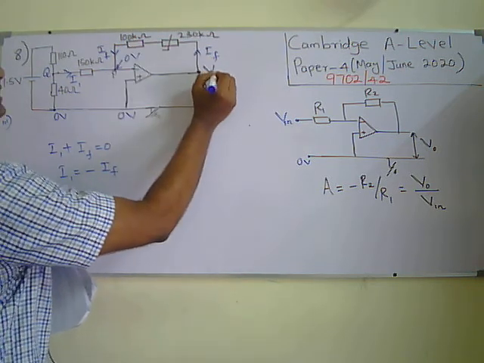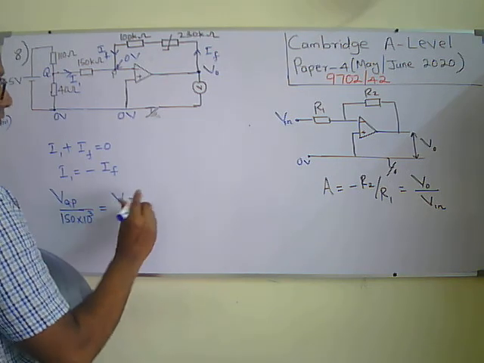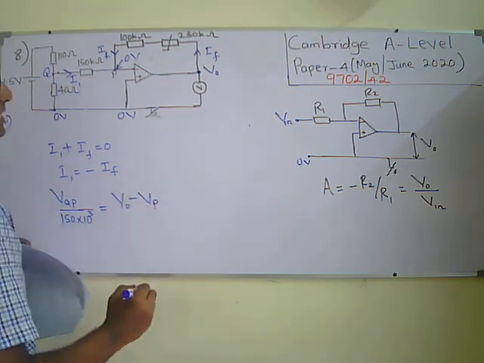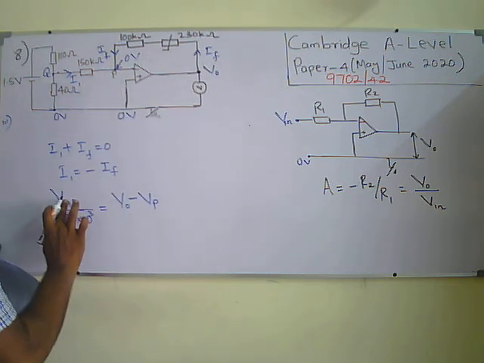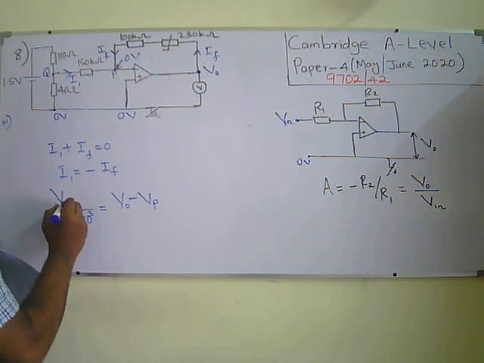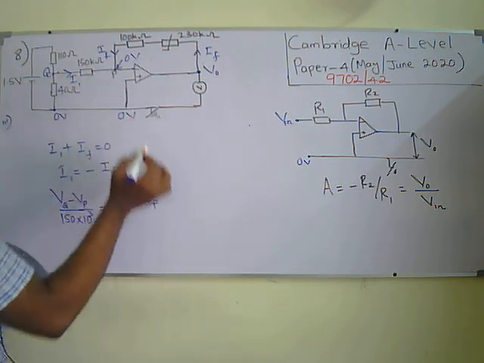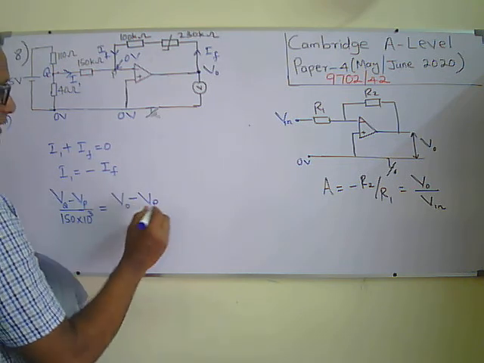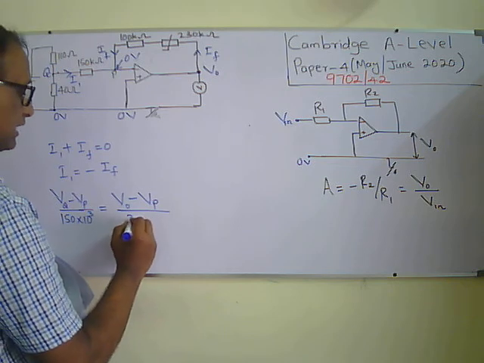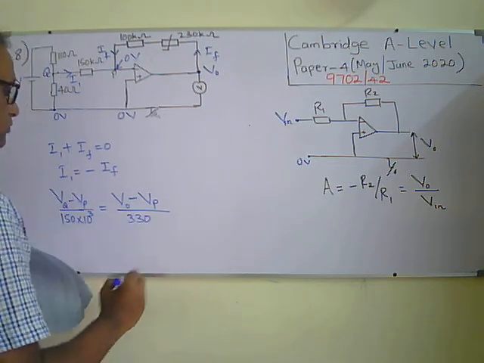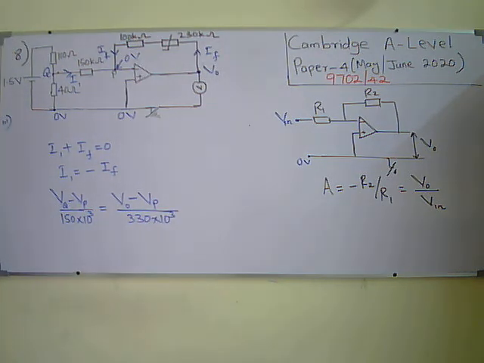So this voltage is V out. So I can say V out minus VP. V out minus VP, that's the voltage across this point and this point. Even this I can write VQ minus VP. That's the potential difference. This potential difference, V out minus VP over the total resistance, 330 kilo ohms, that is 330 times 10 to the power 3, but anyway, 10 to the power 3 will get cancelled.